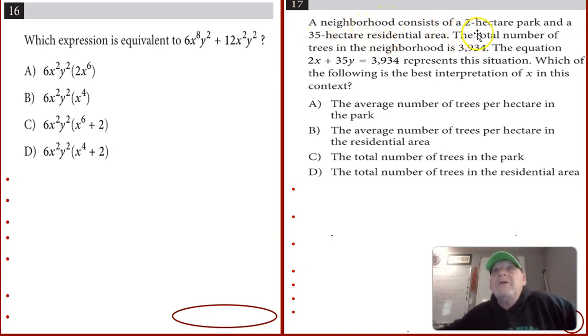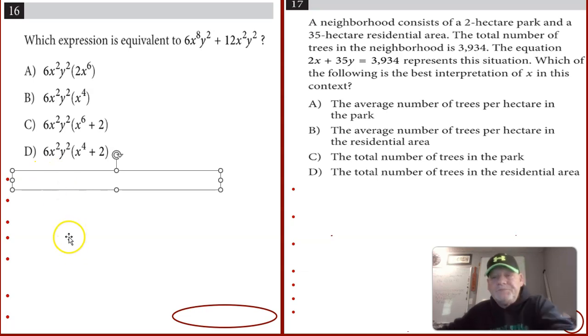A neighborhood consists of a 2-hectare park and a 35-hectare residential area. Well, what's a hectare? In this case, it really doesn't matter, but it is just a measurement. You could look it up, do a Google search, and figure it out. The total number of trees in the neighborhood is 3,934. The equation 2x plus 35y equals 3934 represents the situation of the total neighborhood. Which of the following is the best interpretation of x? So it wants you to find x. So you can pause it and work them now. I'll continue to explain the best way to solve them.